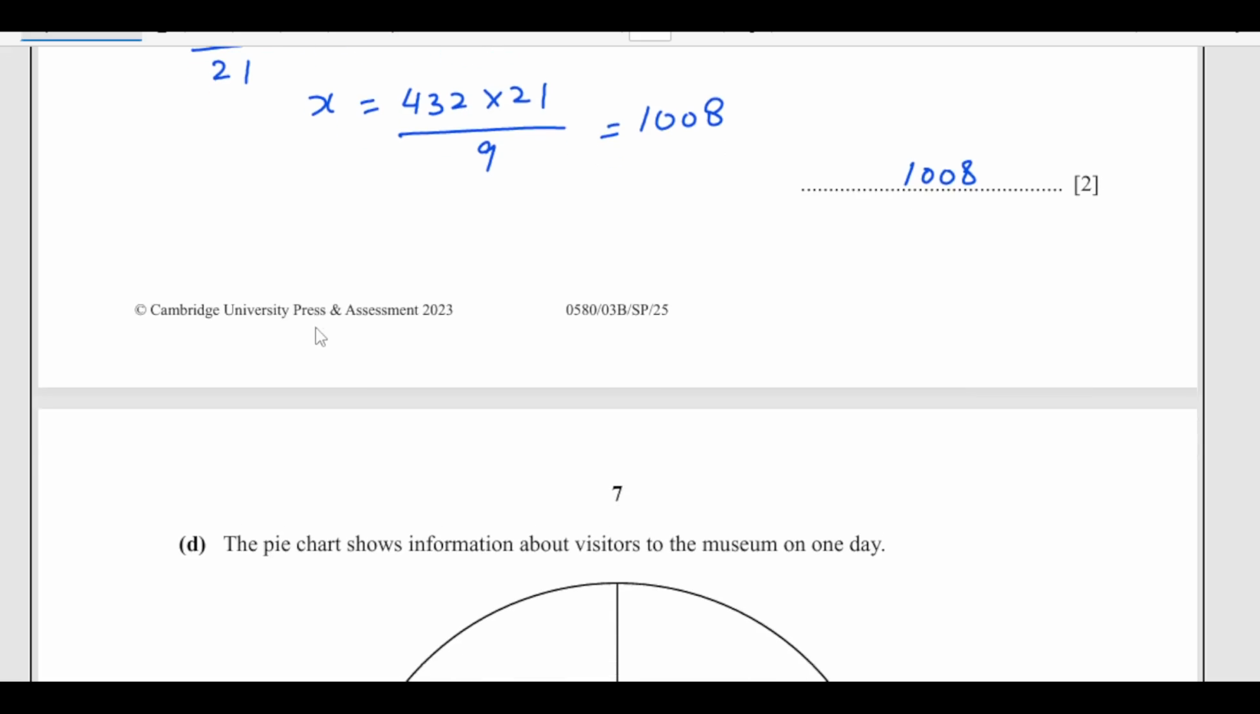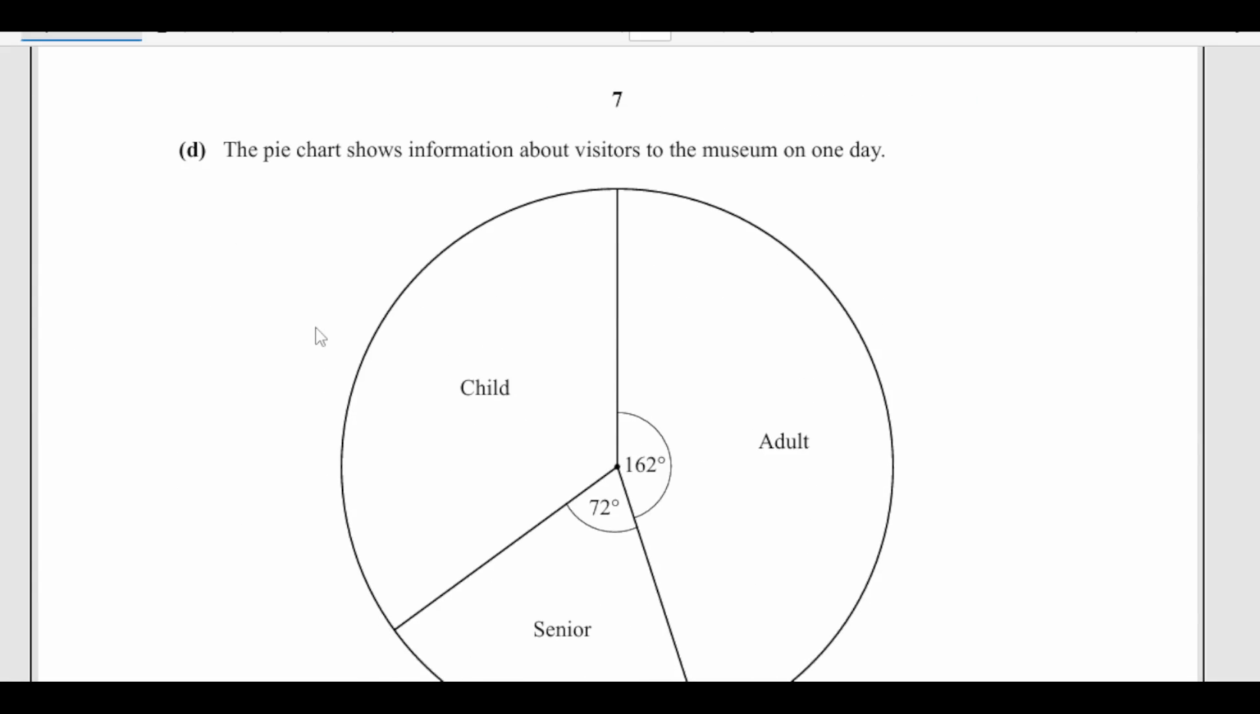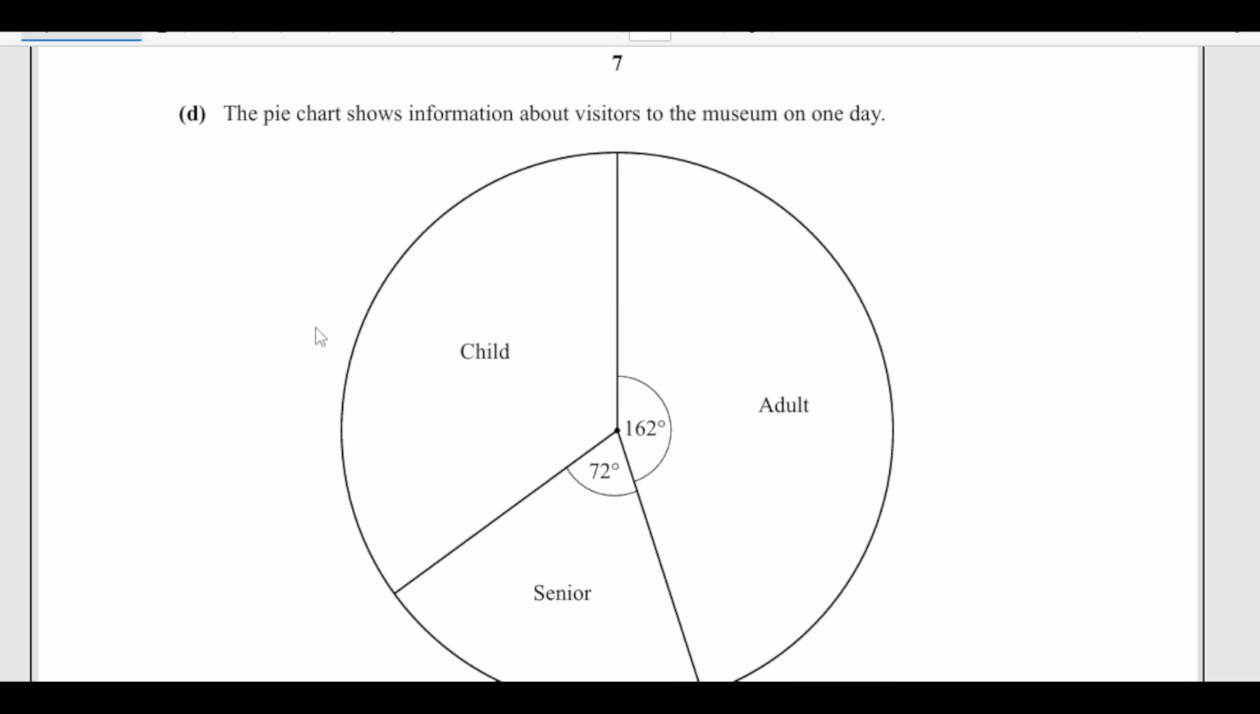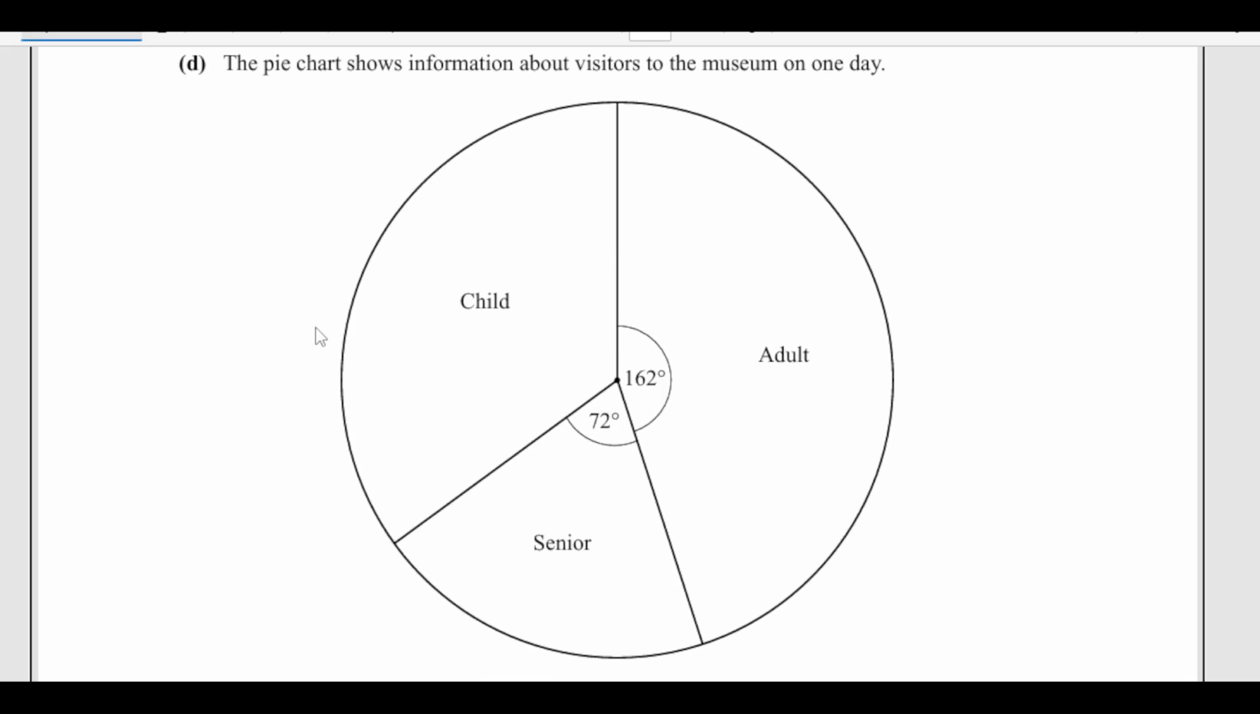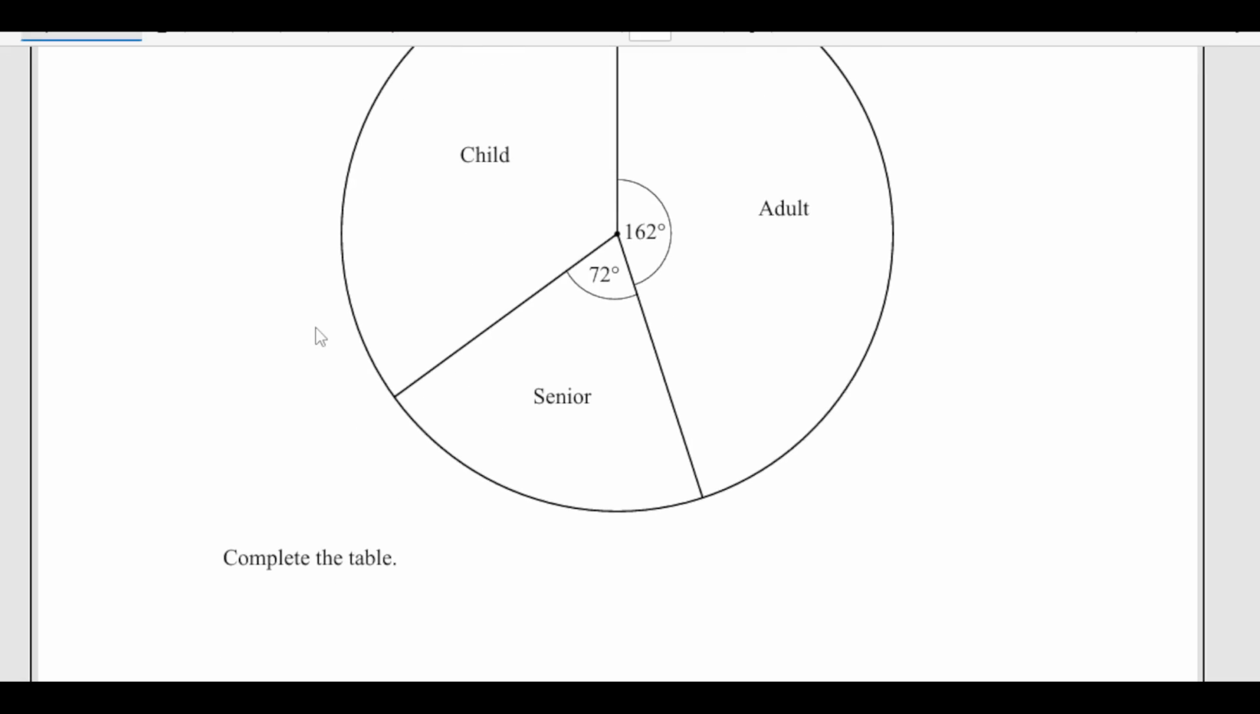Okay, now part D. The pie chart shows information about the visitors to the museum on one day. We have here child, adult and senior. Complete the table. So we have to complete the table.